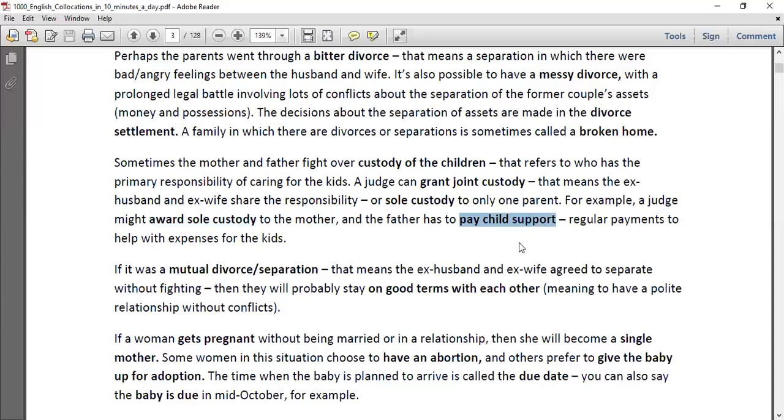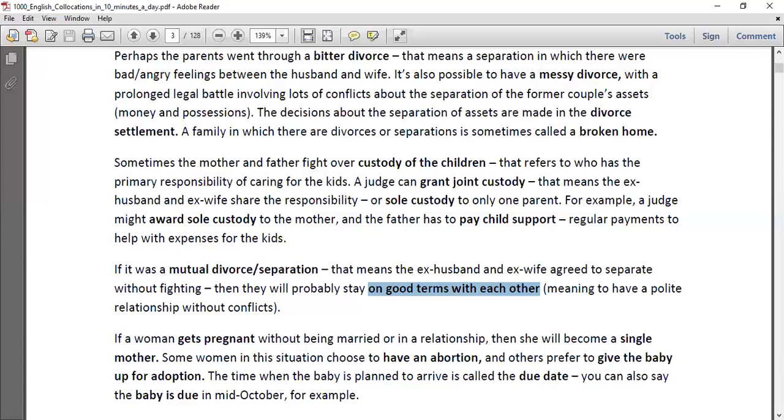Child support is the regular payments to help with expenses for the kids. If it was a mutual divorce or a mutual separation, that means the ex-husband and the ex-wife agreed to separate without fighting, without any problem. Then they will probably stay on good terms with each other. On good terms with each other, a long collocation, meaning to have a polite relationship without conflicts.